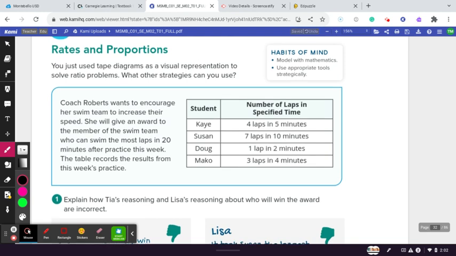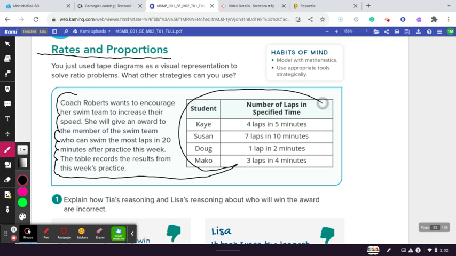This is going to be also showing rates and proportions comparing different numbers. The situation here says that this coach wants her swim team to increase their speed. She's going to give an award to the team member of the swim team who can swim the most laps in 20 minutes after practice this week. The table records the results from this week's practice. So according to these numbers, which student would be able to go the most laps in 20 minutes? Now, as you see here, none of these have a time of 20 minutes.